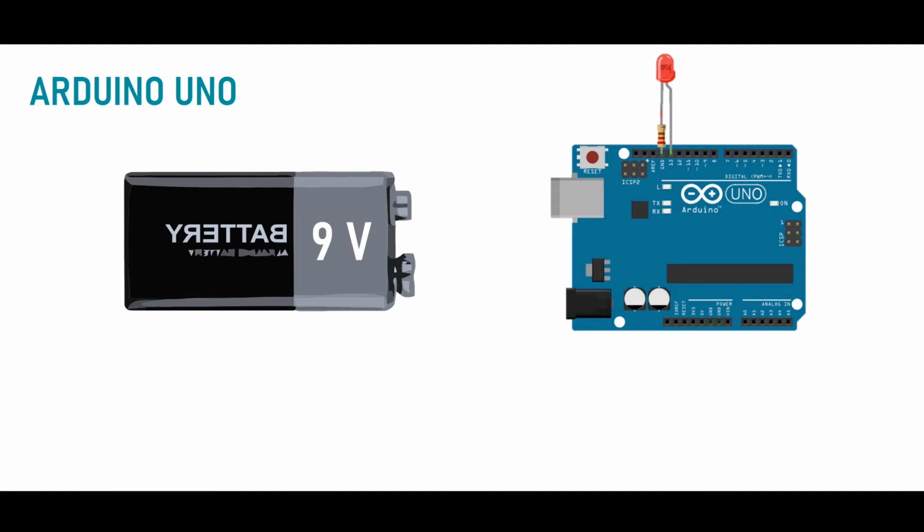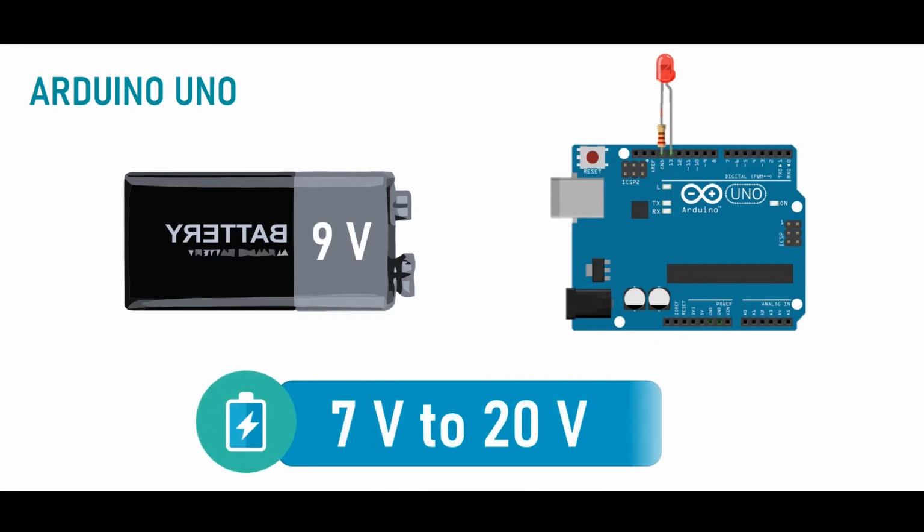The most well-known way of powering an Arduino Uno is using a 9-volt battery. Although an Arduino Uno can be powered by a wide range of voltages, from 7 volts to 20 volts, a 9-volt battery is most often used to power an Arduino Uno.